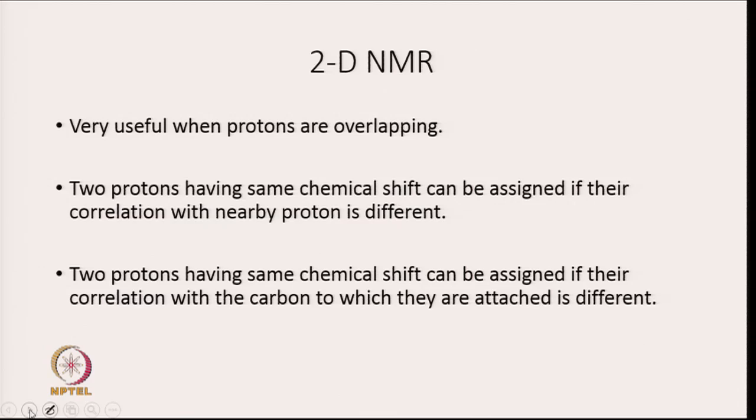So, there are two different kinds of 2D NMR experiment you can think of, one which correlates proton with proton and another which correlates proton with carbon or proton with nitrogen.